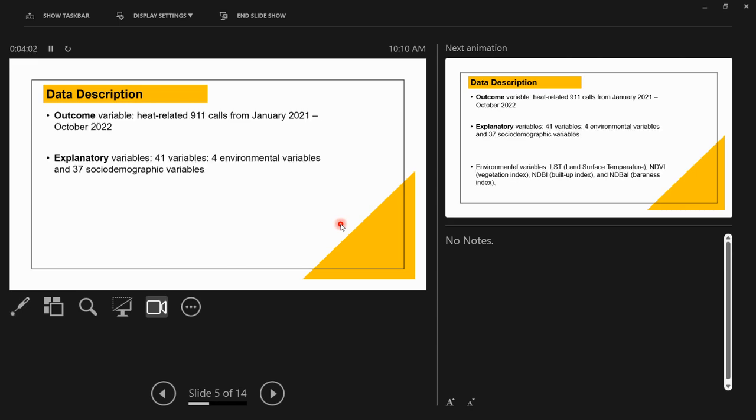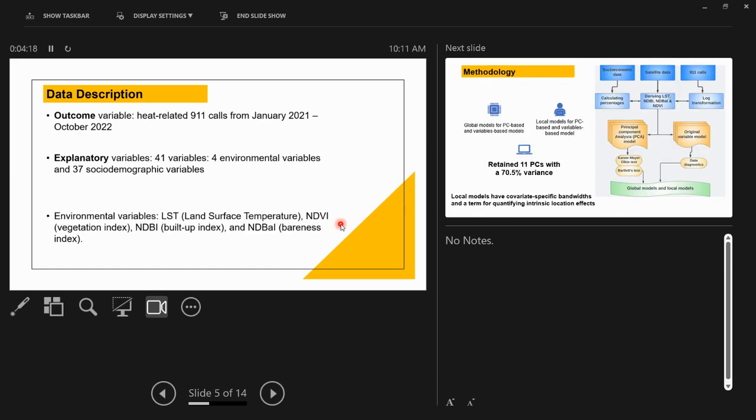In terms of data description, our outcome variable was the 911 calls, which are coded specifically for heat-related 911 calls. And then for explanatory variables, we had 41 explanatory variables, 4 of which were physical variables. In this context, the 4 physical variables were land surface temperature, which is the LST, the vegetation index, the NDVI, the built-up index, which is the NDBI, and the bareness index, which is the NDBAI. Of course, all these variables have been informed by literature on vulnerability to heat.